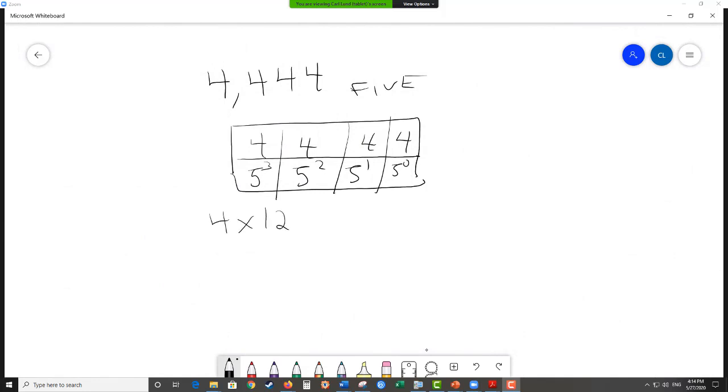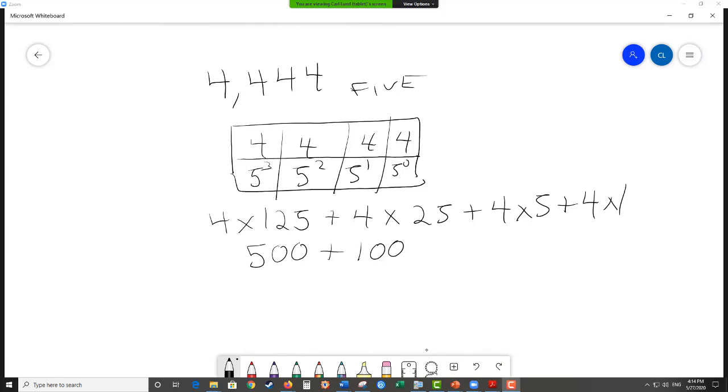So in expanded form, I have 4 times 125 plus 4 times 25 plus 4 times 5 plus 4 times 1. So I'm going to have 500 plus 100 plus 20 plus 4. So that's going to be 624. 4444 base 5 is 624 in our base 10.